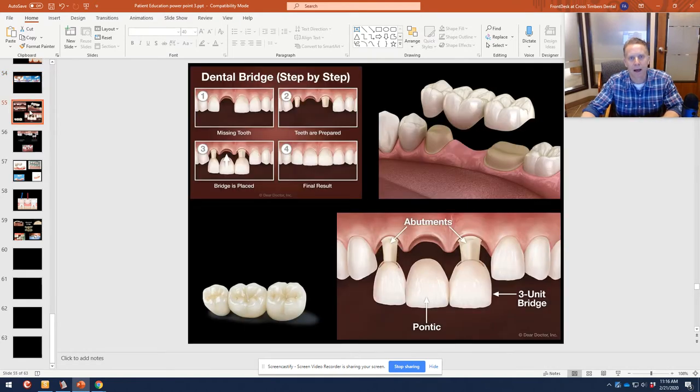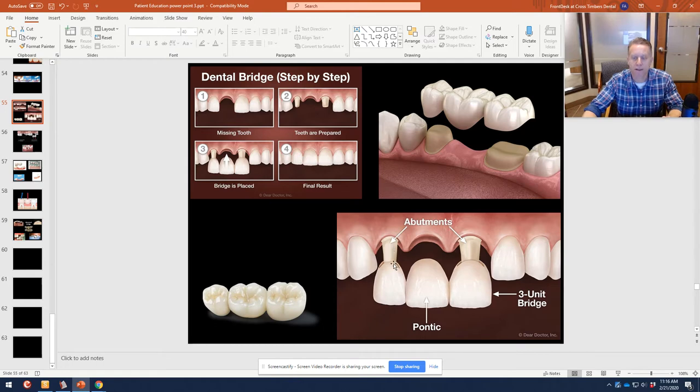Okay. The traditional bridge. This is what we're going to do a vast majority of the time. If you hear a dentist say, we're going to do a bridge on that tooth, you can pretty much just assume they're going to cover at least one tooth to the left and one tooth to the right of the missing tooth. Okay. Couple of points here.